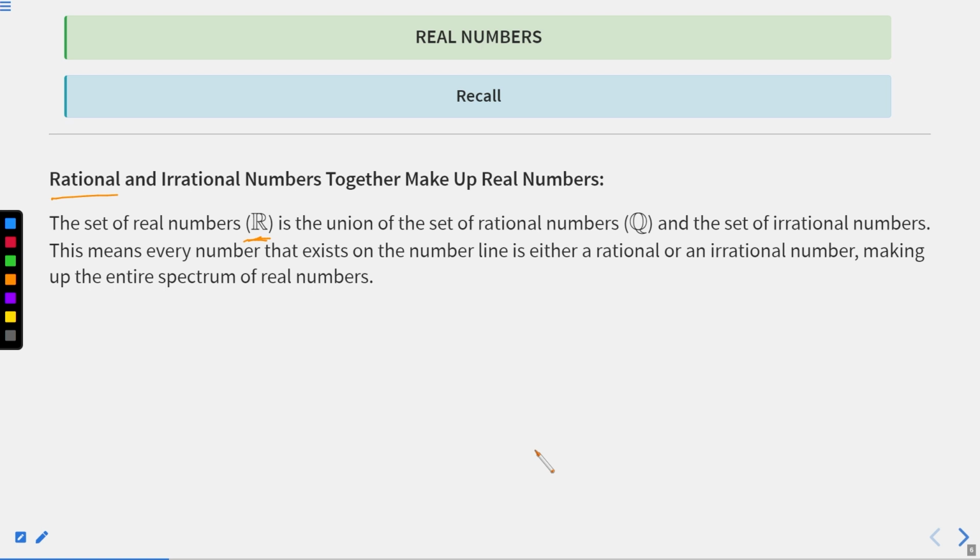Okay, so if we take any point on the number line, then that point can be expressed as a fraction, that is a rational number, or it is an irrational number that cannot be expressed as a fraction a over b, where a and b are integers and b not equal to 0. Rational and irrational numbers together make up the entire spectrum of the real numbers.